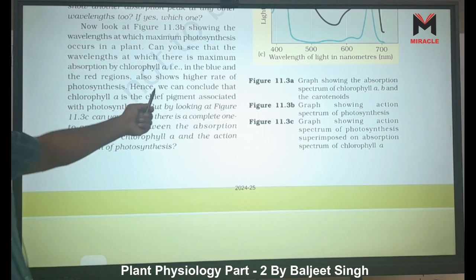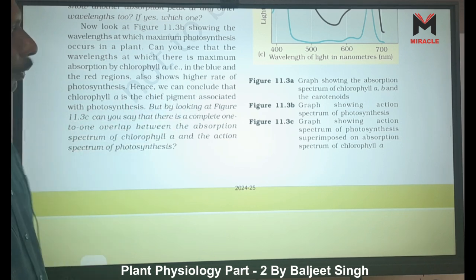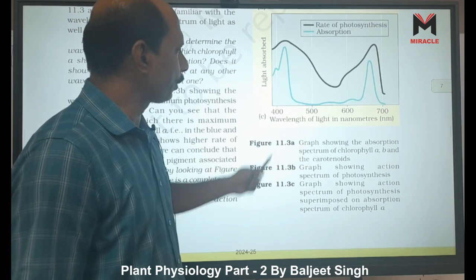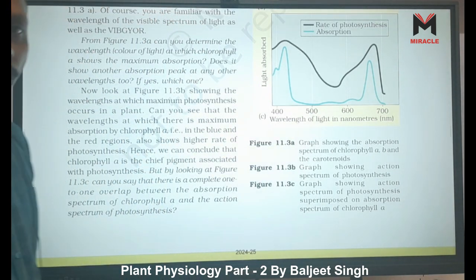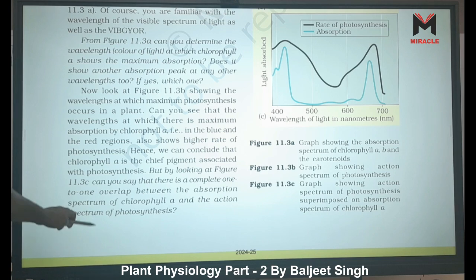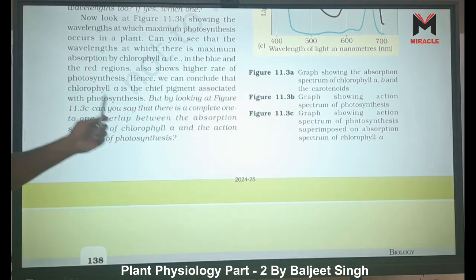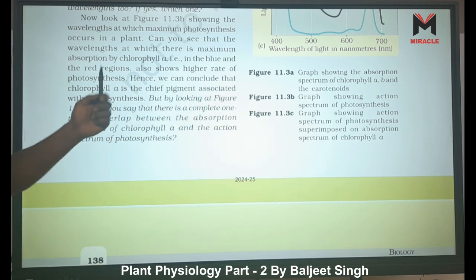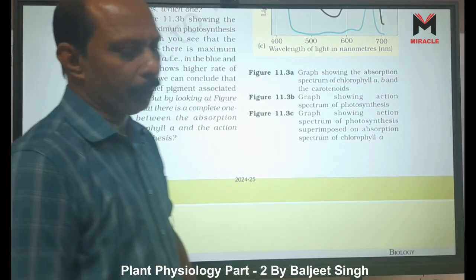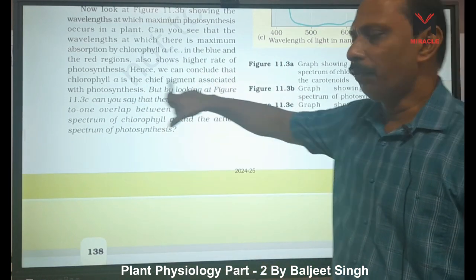Hence, it also shows the higher rate of photosynthesis, because mostly maximum absorption takes place in blue and red areas. That means maximum photosynthesis takes place in blue and red areas. Hence, we can conclude that chlorophyll a is the chief pigment associated with photosynthesis, right?